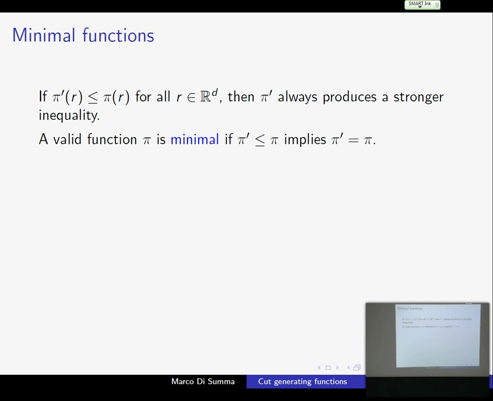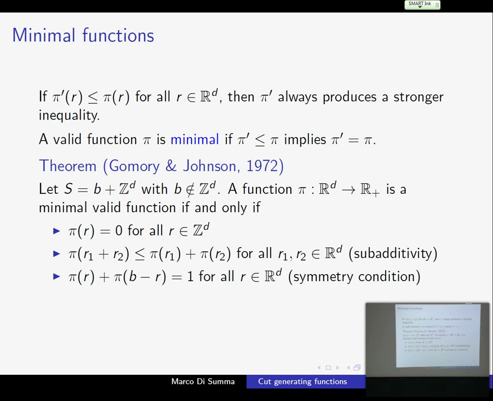Now, one question is, can one characterize minimal valid functions, at least for the case of S equal B plus the integer lattice? So this is already known, thanks to Gomory and Johnson. So if S is this guy, so this means I'm looking at the tableau of the linear relaxation, then a non-negative function is a minimal valid function if and only if three conditions hold. So let me point out that these conditions ensure that pi is a valid function and that it is minimal. So it's already included here that it's valid and it is minimal. So one condition is that this function takes value 0 on the integer lattice.